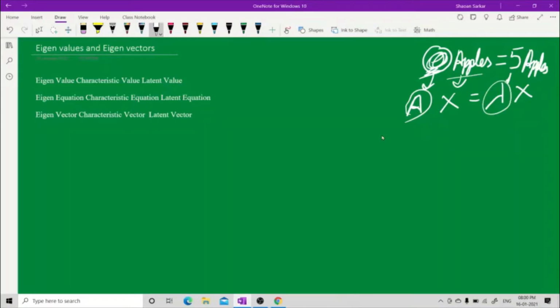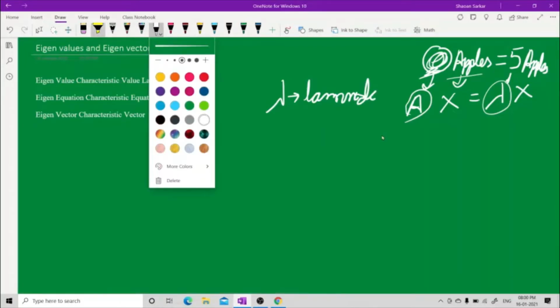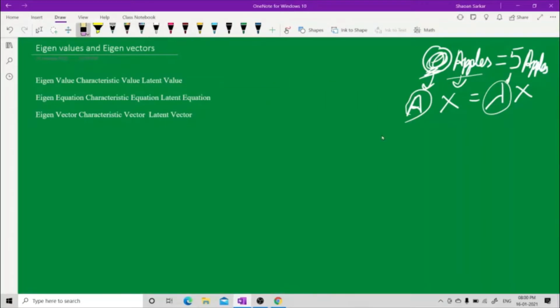Now let us see how to find this eigenvalue, how to find this lambda. This is lambda in Greek. Wait, let me write it clearly. This is pronounced as lambda. This is the way it is. Now this is a Greek alphabet.